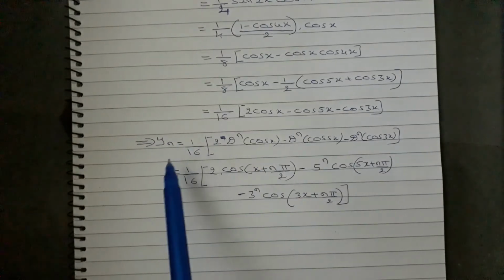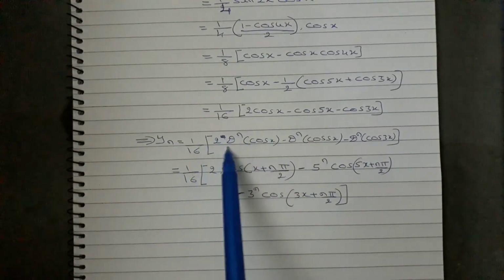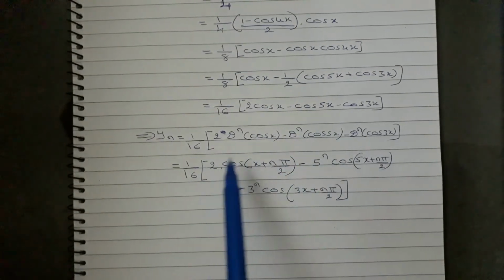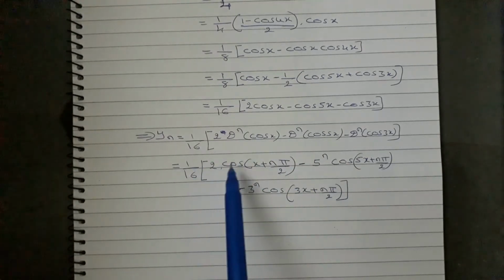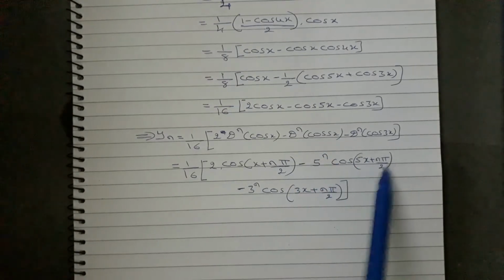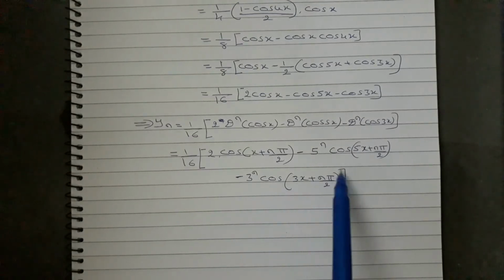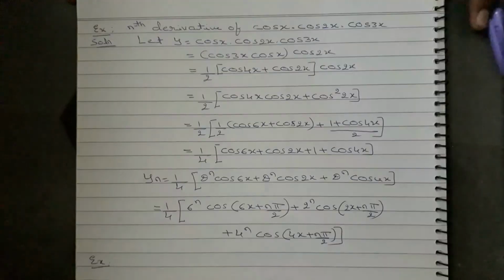Now for this we have to find the nth derivative. So this is 1 by 16, 2 into the nth derivative of cos x minus dn of cos 5x plus dn of cos 3x. Now again you have to use the formula for cos of ax plus b. So 1 by 16, 2 into cos of x plus n pi by 2, minus 5 raised to n into cos of 5x plus n pi by 2, minus 3 raised to n into cos of 3x plus n pi by 2. This is the required result.